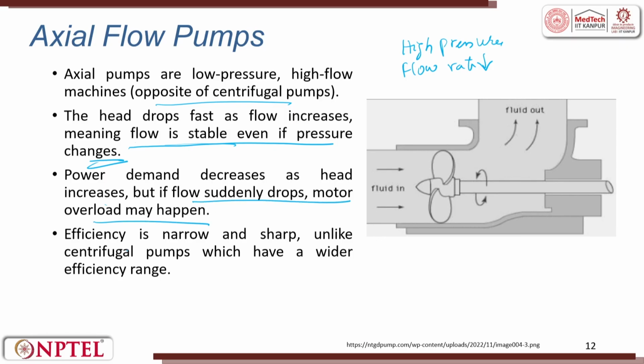And lastly, efficiency is narrow and sharp. So, unlike centrifugal pumps where there is a wide range of efficiency, for axial flow pumps it has a sharp curve. That means to say, if you cross the critical level, the efficiency falls down drastically.